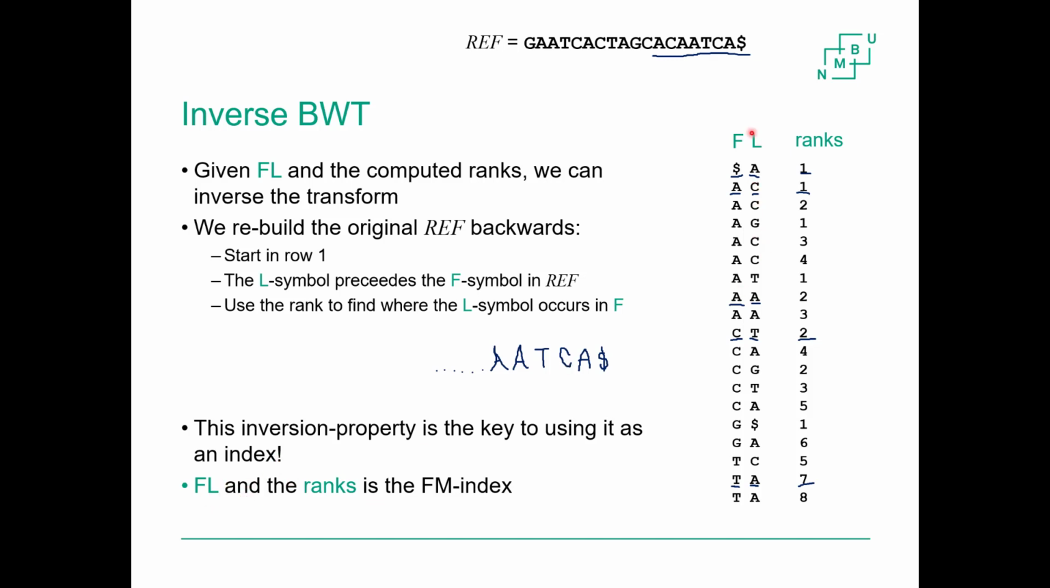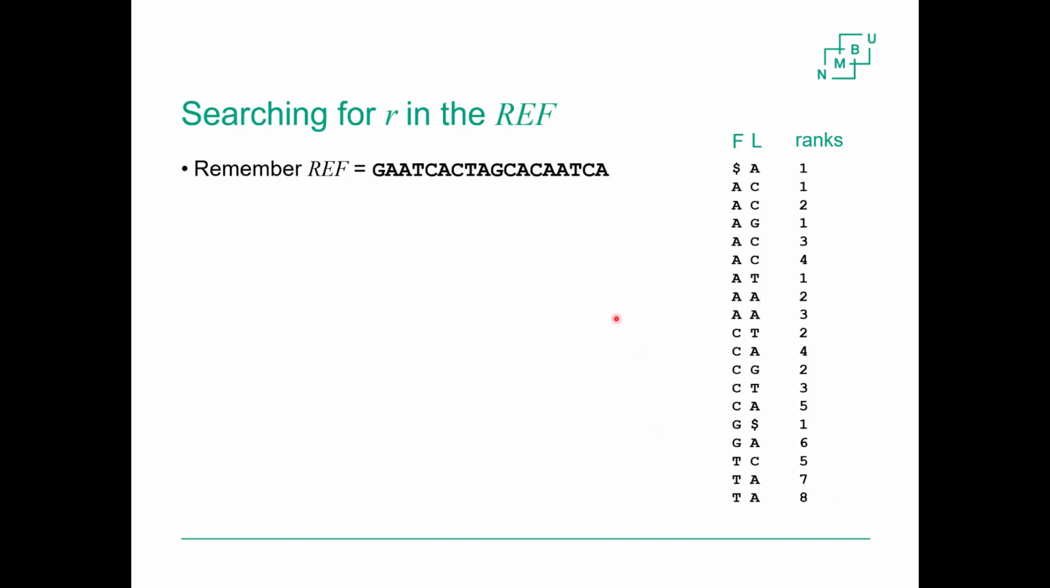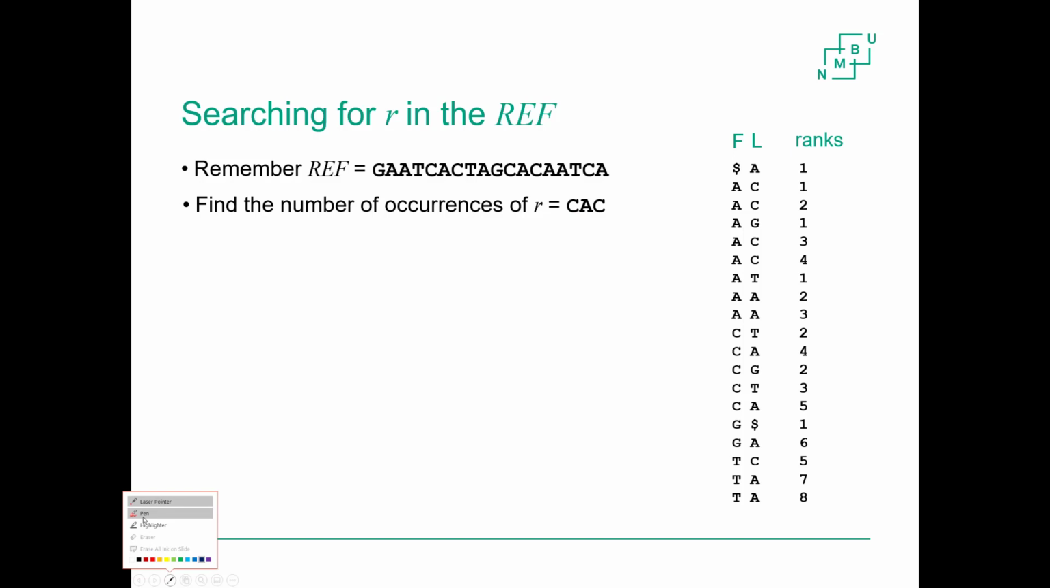So these two columns, F and L, and the ranks is what we call the FM index. This is actually the database in a sense, but there is a little bit more to it than this. Let's go on and see. Search for a read in the reference now with this FM index. How can we do that? Let's see if we can find the number of occurrences of this read here, CAC. And let me go back to this, and I think I will use a red pen.